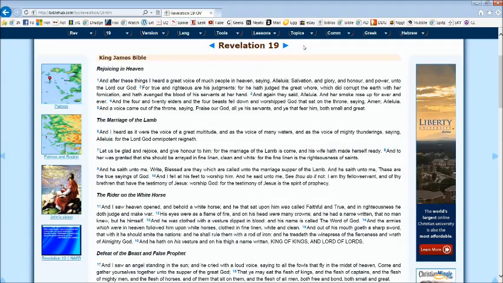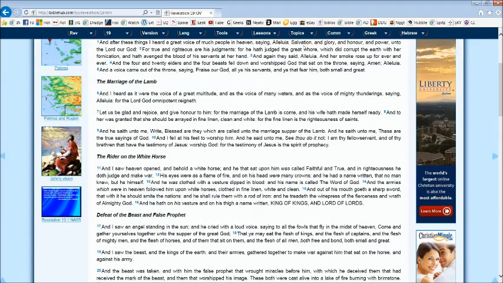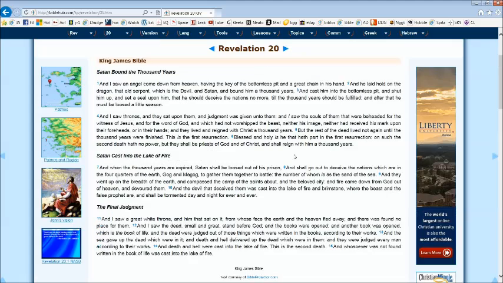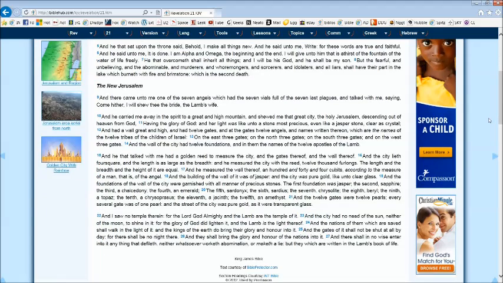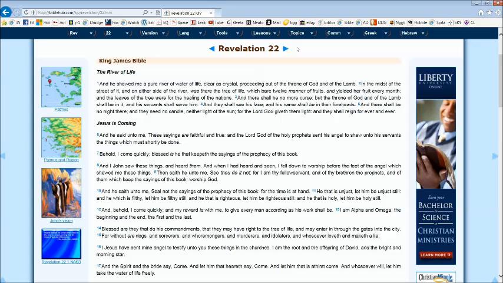Chapter 19 has 4 verses that do not start with and. Chapter 20 has 2 verses that do not start with and. Chapter 21 has 5 verses that do not start with and. All the way into chapter 22 in the River of Life, we see the ands at the start of the verses. In any place there is not an and, it is still talking about the previous verse, and that is all the way from Revelation chapter 4 to chapter 22.